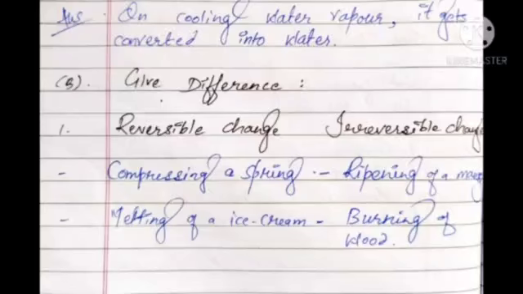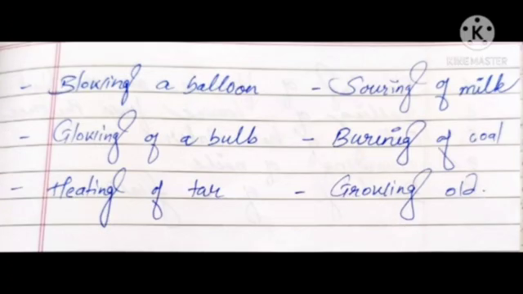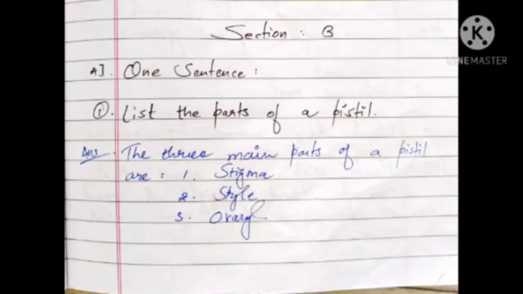Now moving towards differences, first one is reversible change and irreversible change. First point is, comparison: a spring in reversible change, ripening of a mango in irreversible change. Second point is, melting of ice cream in reversible change and burning of wood in irreversible change. Third point in reversible change is blowing a balloon and souring of milk in irreversible change. Glowing of a bulb and burning of coal. Heating of tar and growing old in irreversible change.